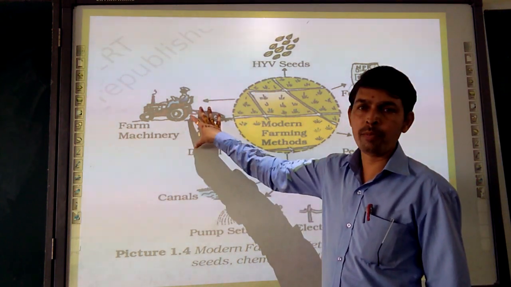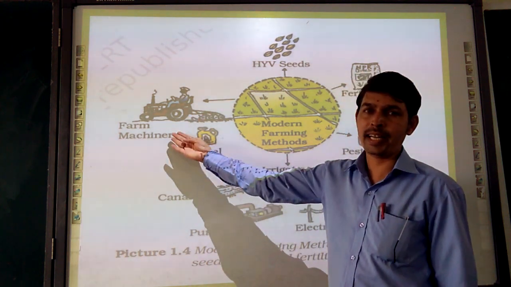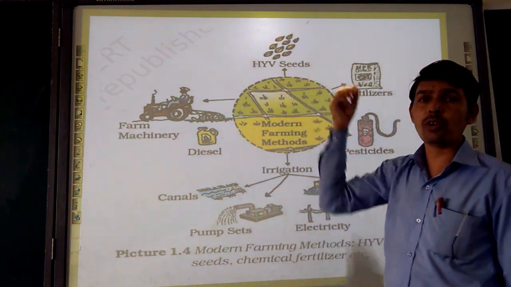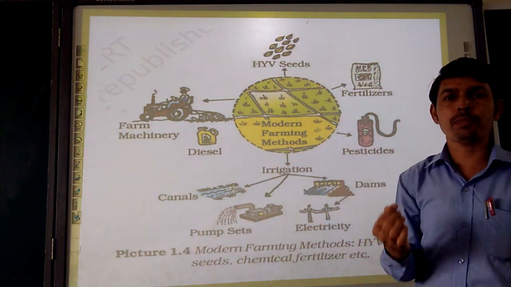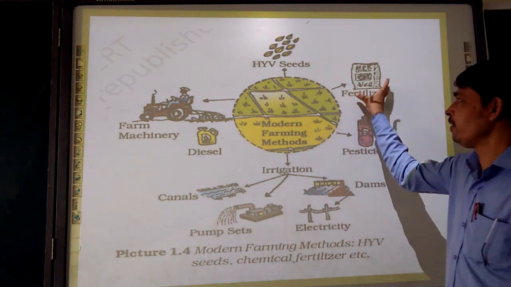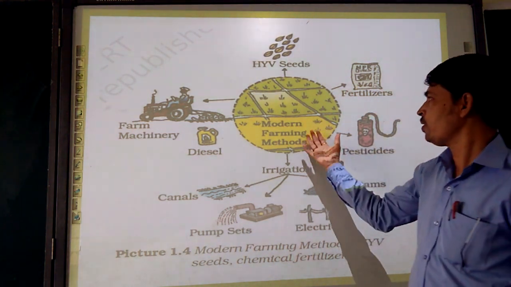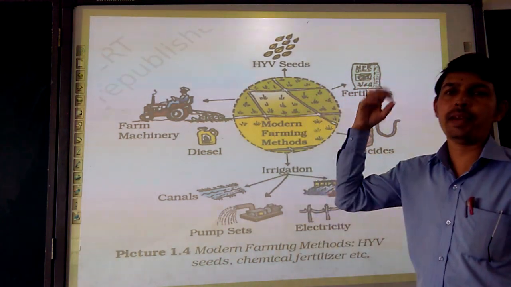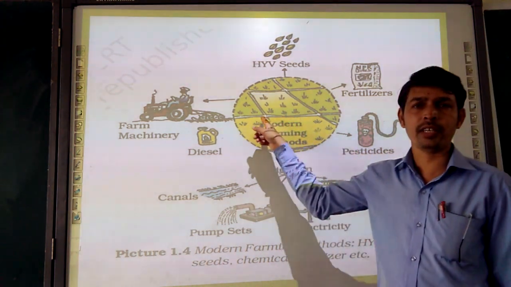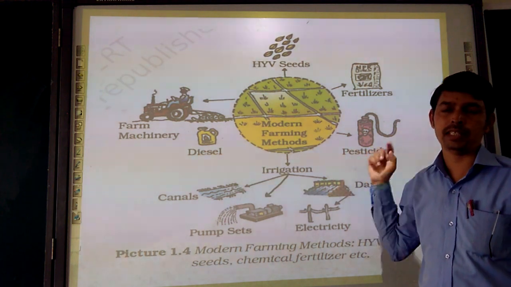For plowing the land, cultivating and harvesting, they are using modern farming methods. With tractors, they are using plowing machines and diesel. Next, the quality of the seeds they are using, which boosts production, are called high yielding varieties of seeds. Then they use fertilizers, which boost the plants and give a good amount of harvest. Then pesticides: pests harm the crop, so to remove the pests, they are using pesticides.